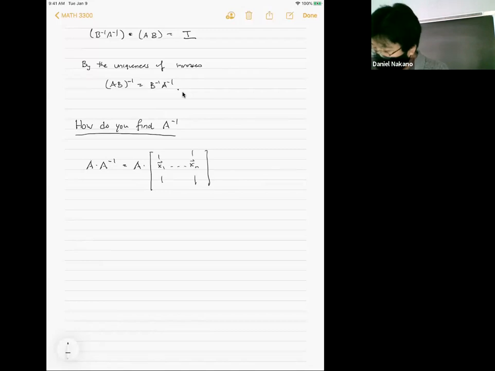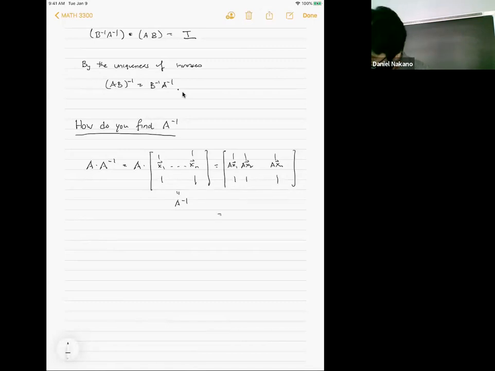Okay, so this whole thing is A inverse. All right, so when I write this out, then this just becomes A on x1, A on x2 down the columns, A on xn.